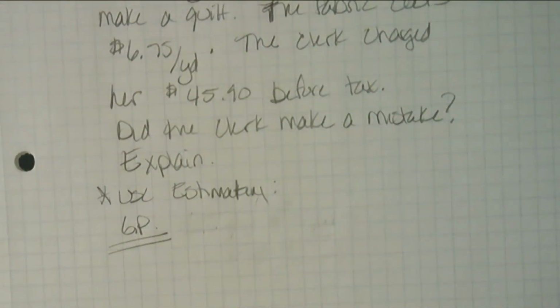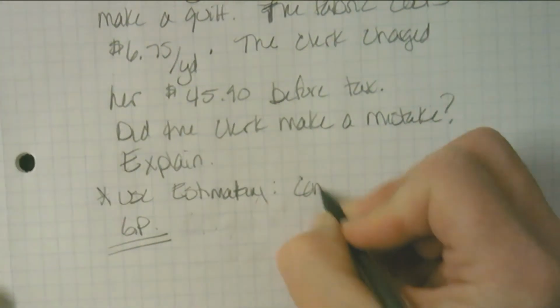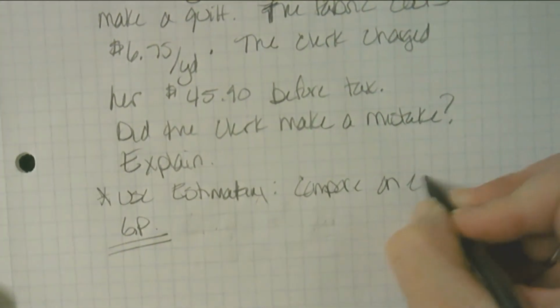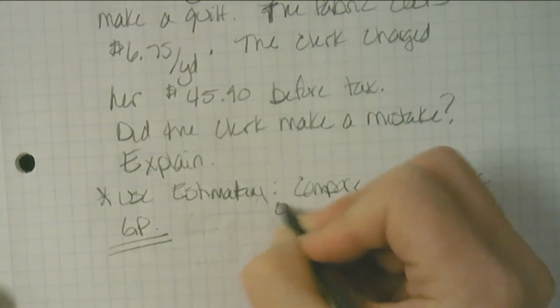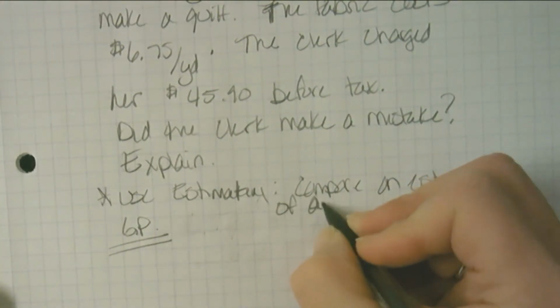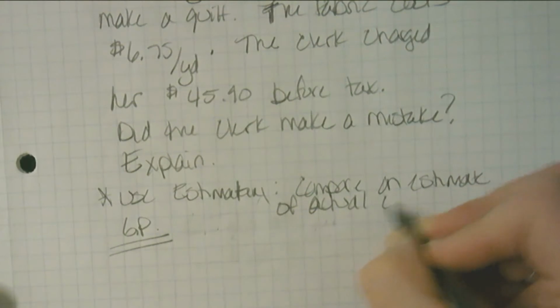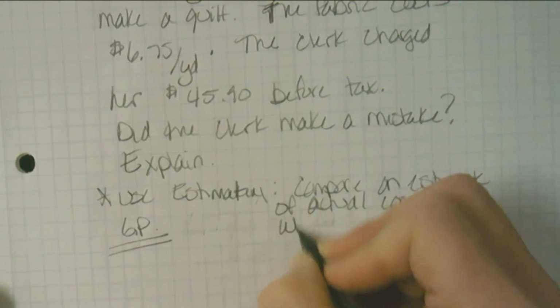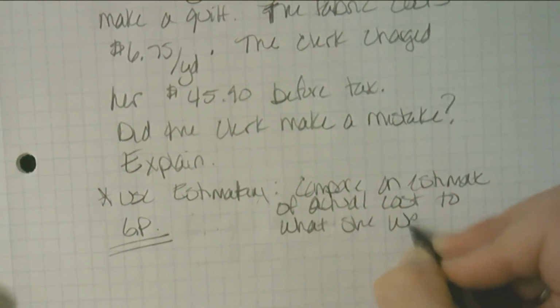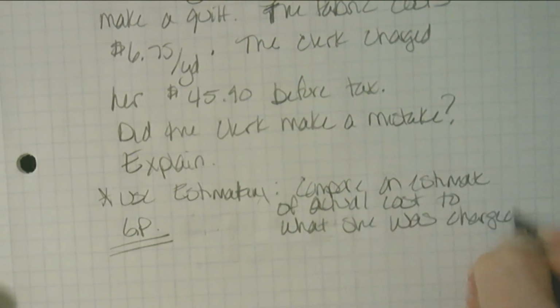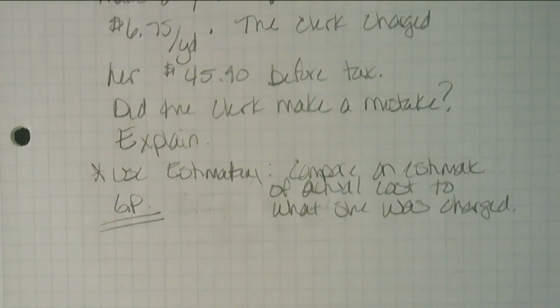Because I think what I want to do is compare an estimate of the actual cost to what she was charged. How many of you guys agree that that would be a good idea, a good way to handle this? Let's do an estimate based on how much she bought, how much it was cost per yard, and then compare that to what she was actually charged.